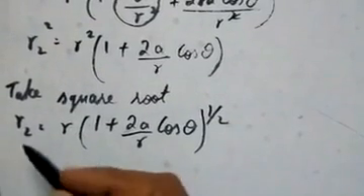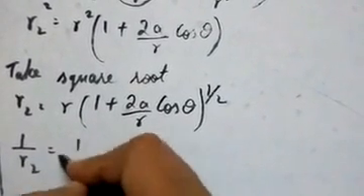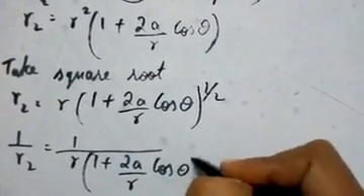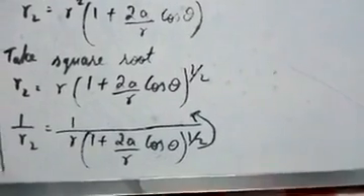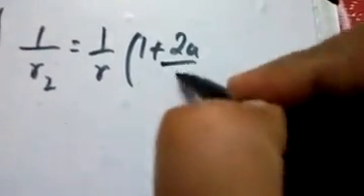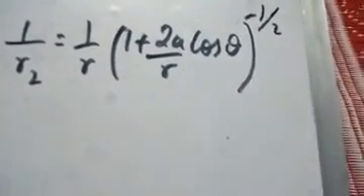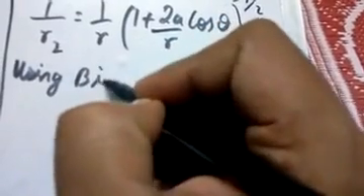But our aim is to find what is 1 by R2. So let us find 1 by R2. Take the reciprocal. 1 by R2 is equal to 1 by R into 1 plus 2a by R cos theta, power half. Now we take this term up, it will become power minus half. Let me write that down. 1 by R2 is equal to 1 by R into 1 plus 2a by R cos theta, power minus half. Again, let's use the binomial theorem here.